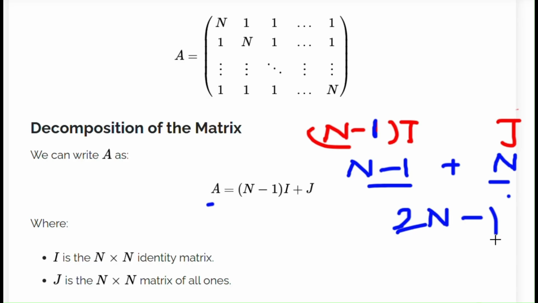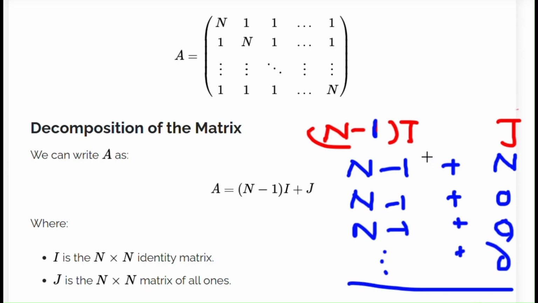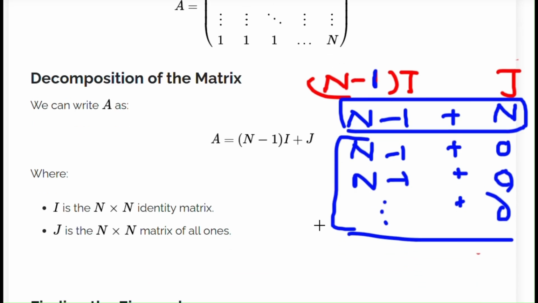But this is not the only eigenvalue. In the case of the identity matrix, we have n eigenvalues, each of them n minus 1. And in the case of the matrix J, we have one eigenvalue, which is n, and the rest are all 0. So we need to add all of these together. The first eigenvalue is the sum of these two, which is 2n minus 1, and the remaining are all n minus 1.